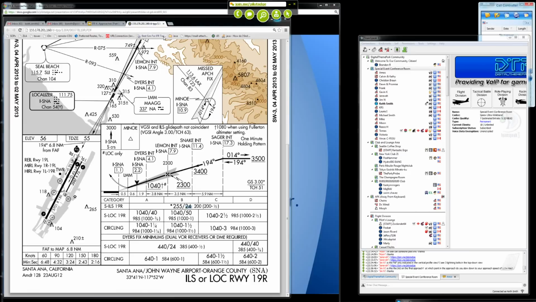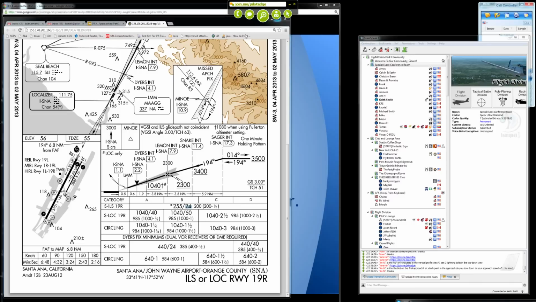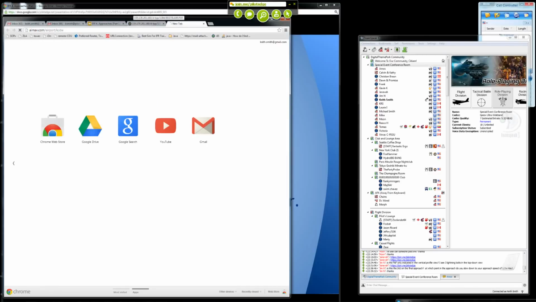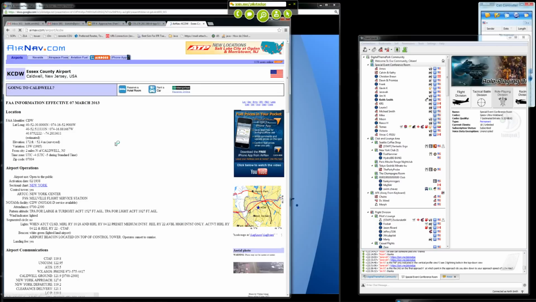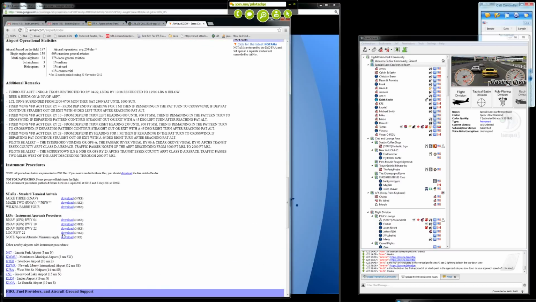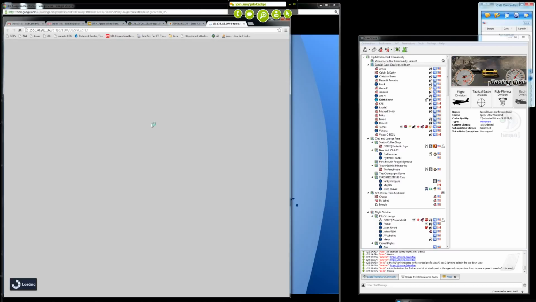In fact, to illustrate this point, because this is a really, really important point, I'm going to pull up an approach plate for an airport that's a little bit higher. This is kind of a trick question on a few tests that I've seen before, so let's pull up this plate.